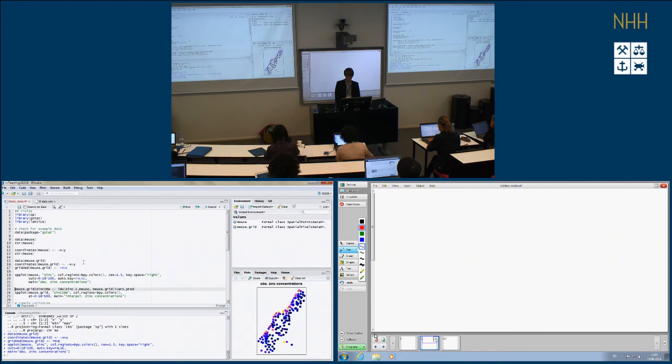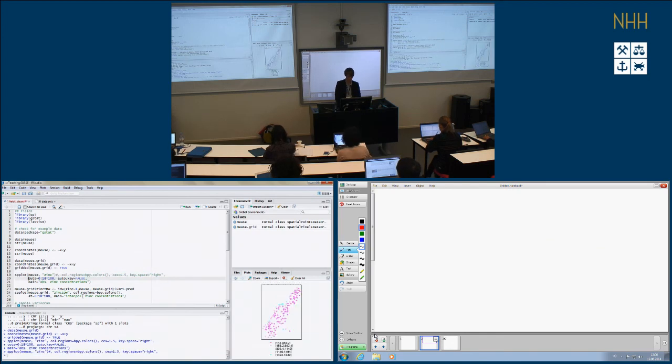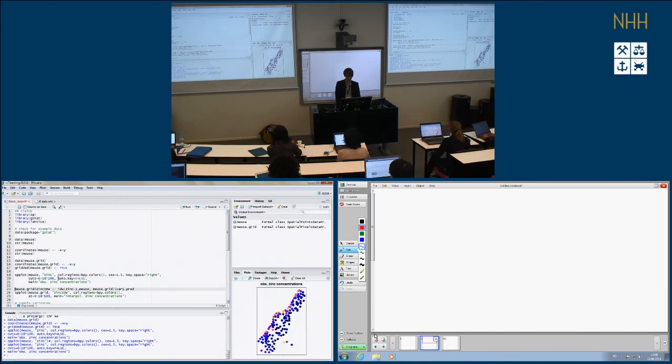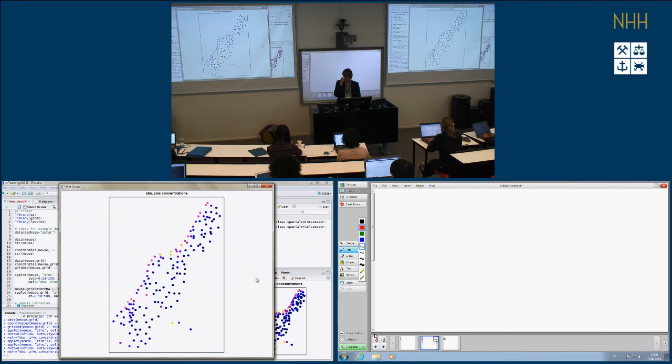Here's the first plot. The minimum requirement for plotting is only the object and variable. Then you get something like this. If you would like to tweak it to your needs, place different colors, or have a key at a different place, then you pass some more arguments like cuts, where the key should go, key space, and scaling of the points, and you get the plot like this.